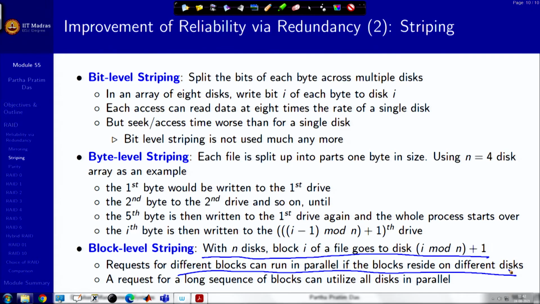So, mirroring is a way to increase redundancy and therefore reliability of the system. Striping is a way to increase the parallelism at different possible granularity.